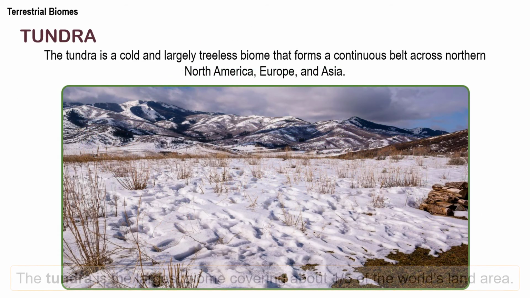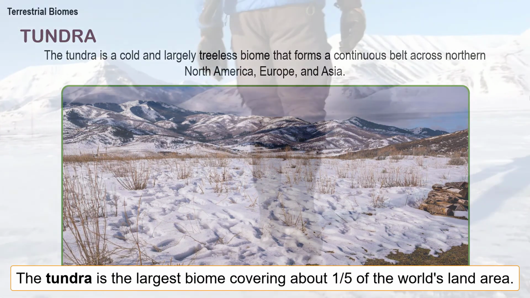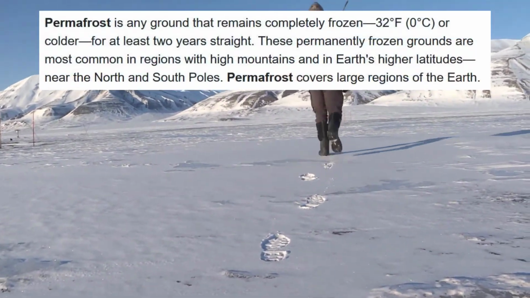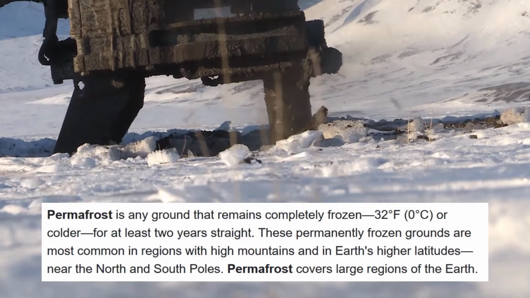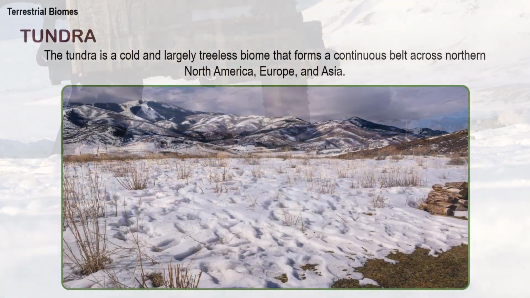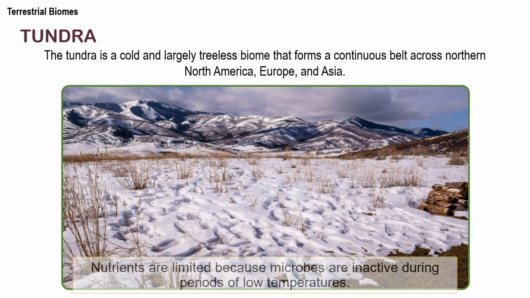Let's have the tundra. It's a cold and treeless biome, the largest biome covering about 1/5 of the land surface of this planet. The thin ice-covered soil is called the permafrost, that cannot support trees because large plant roots cannot penetrate that much into the frozen soil. Nutrients are limited because decomposers are inactive during periods of low temperatures.